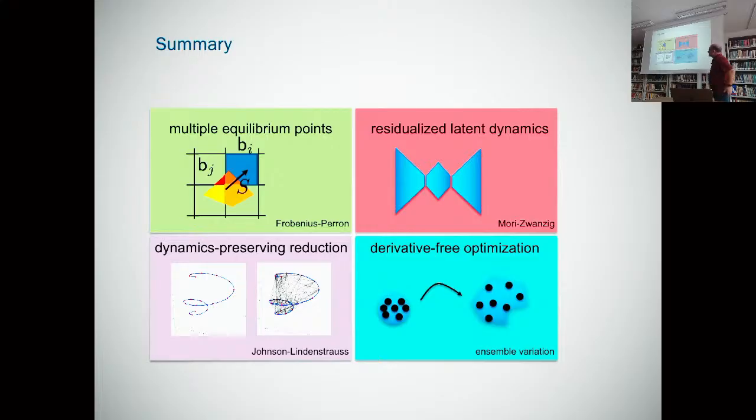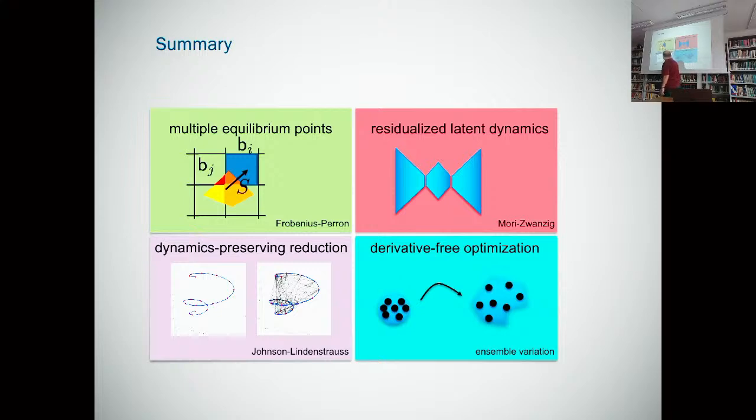In the first case, we used a Frobenius-Perron formulation to deal with multiple equilibrium points and still get proper information and analysis out of that. The second one was a residualized latent dynamics with Moritz Wansig. So this is a way of doing really radical model reduction and truncation and still have a stable system. The trick is that when you go down in an autoencoder, you have to provide a reservoir in the middle that is rich enough to represent the temporal dynamics, the memory of the entire system.